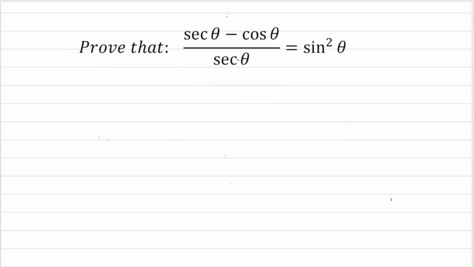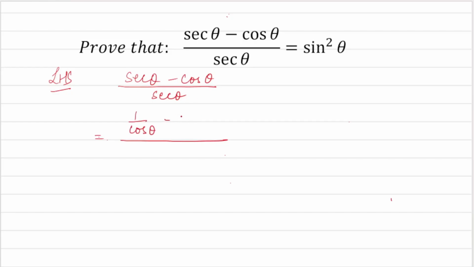One more. Prove that secant theta minus cos theta divided by secant theta is sine square theta. Again, I will start from left side because I see that some sort of simplification is possible over here in left side. So let's start. So left side is equal to secant theta minus cos theta divided by secant theta. I know that secant theta is the reciprocal of cos theta. So I will be putting this secant theta as 1 over cos theta minus this cos theta as it is. And then the denominator secant theta is also my 1 over cos theta.